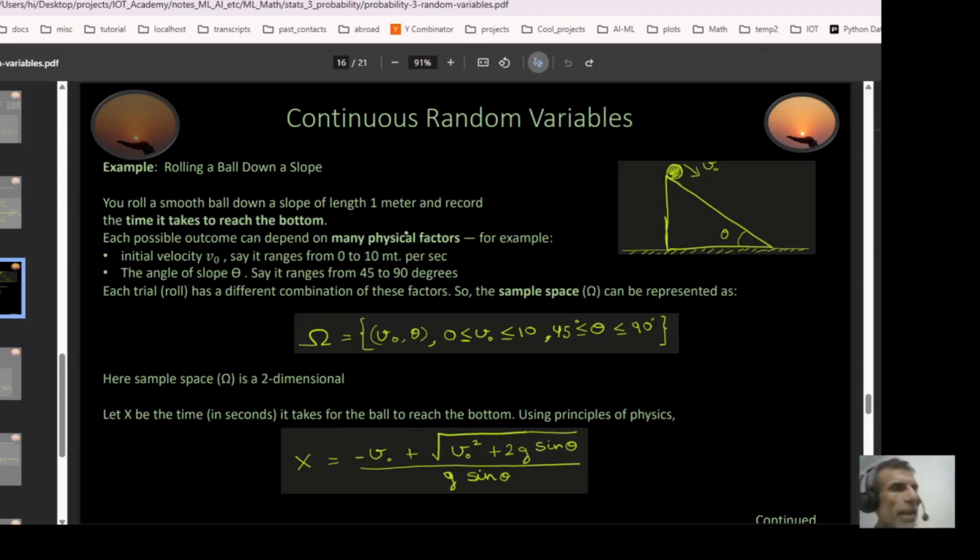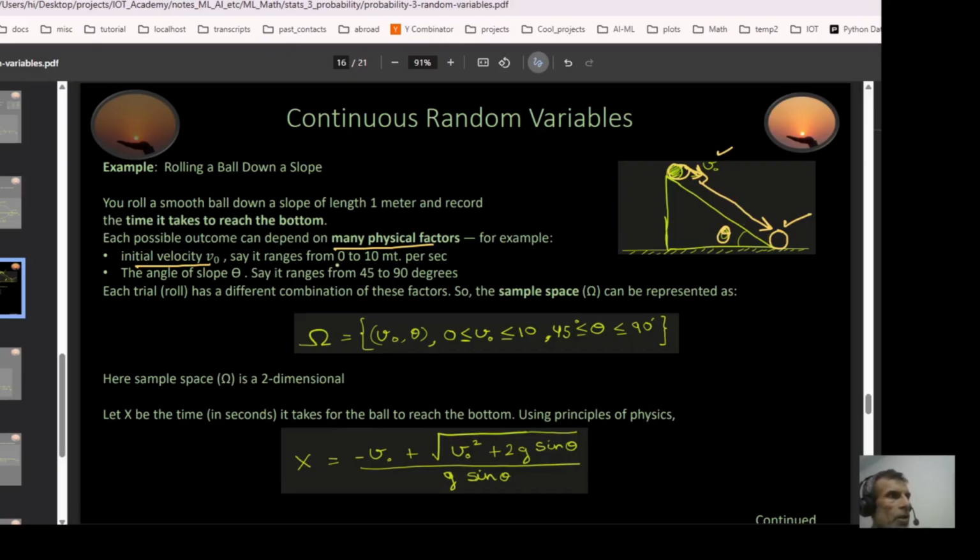Now let's take a look at an example from physics. Let's say you have a ball on a slope, and the angle of the slope is theta, and you give it some initial velocity, v0. You record how much time it takes to reach the bottom. Now this time depends on many physical factors. For example, the initial velocity: if you give a high initial velocity, it's going to come down to the bottom a lot earlier. It also depends on the angle. If your angle is low, it's going to take a long time to come down, but if your angle is high, it's going to come down very fast.